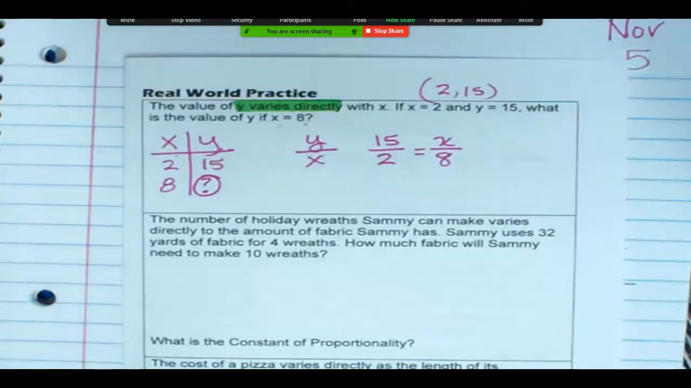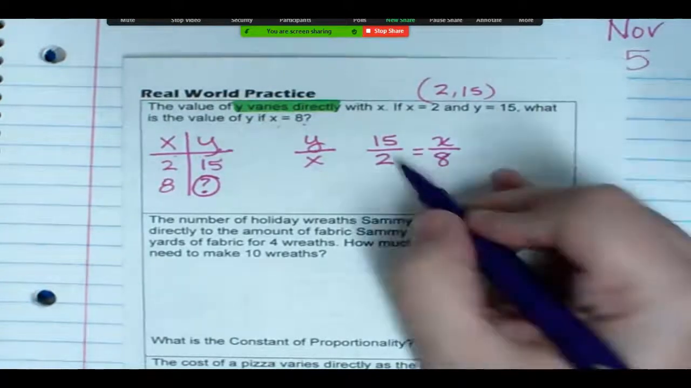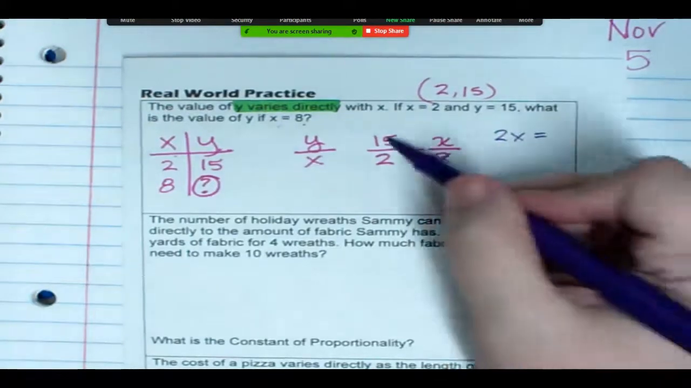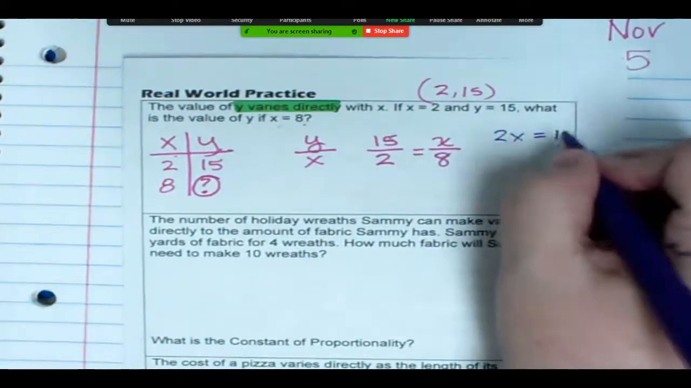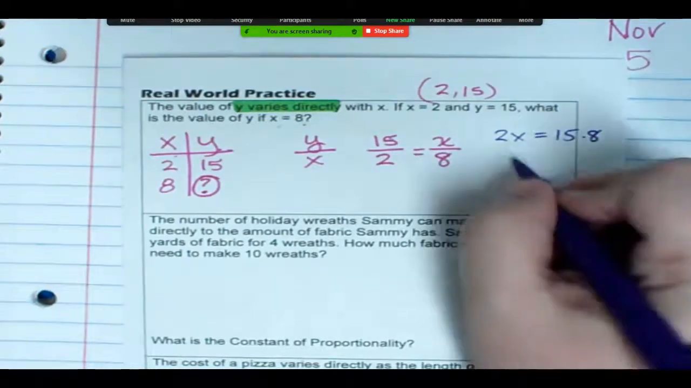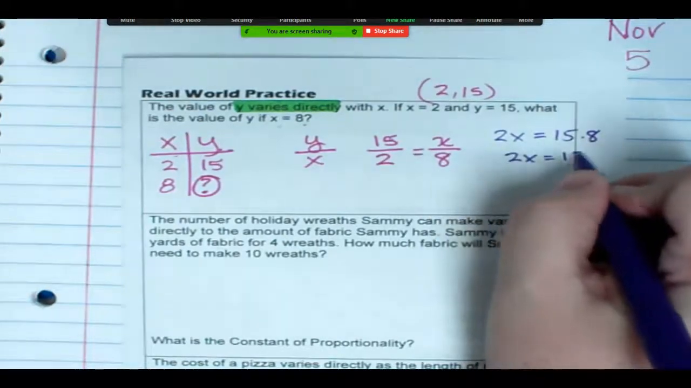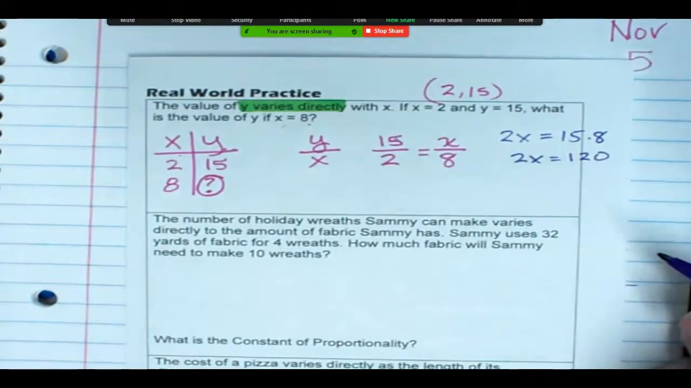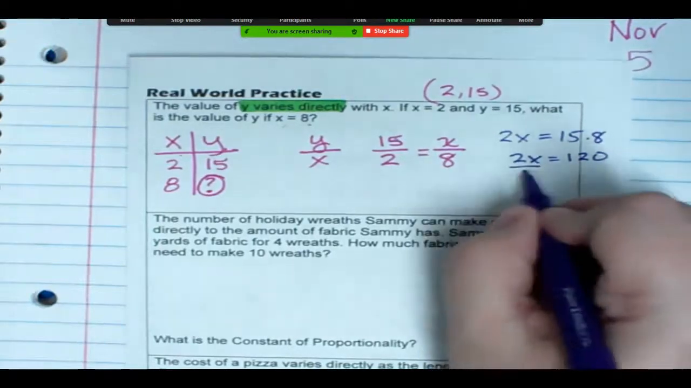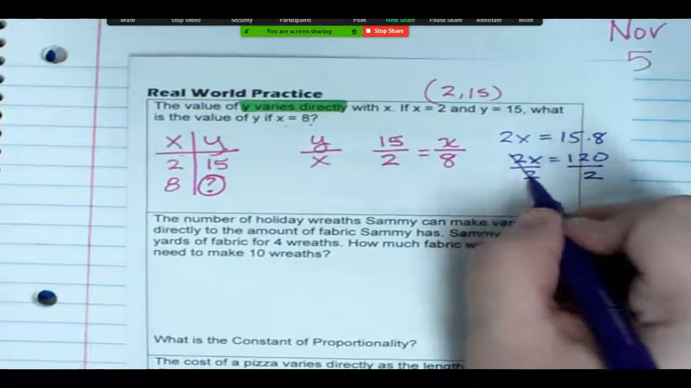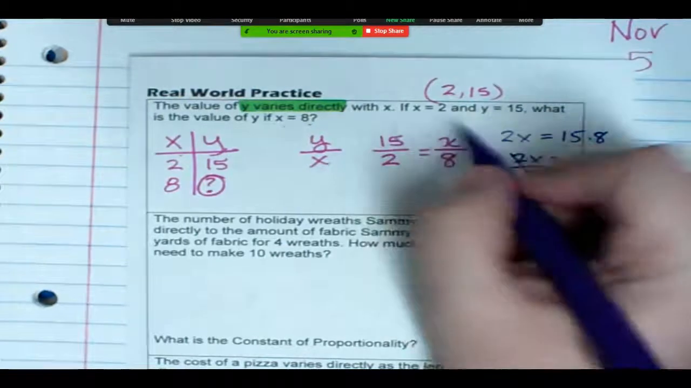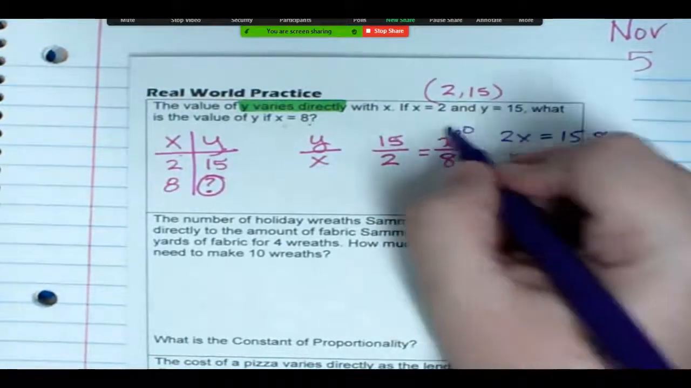We got to think way back to 7th grade. In 7th grade, cross products. In 7th grade, you would have went 2 times x is equal to 15 times 8. Well, what is 15 times 8? So you would have 2x is equal to 120. How do I solve for x? Divide by 2. Divide by 2. X is equal to 60. So that means the value of x would be 60.